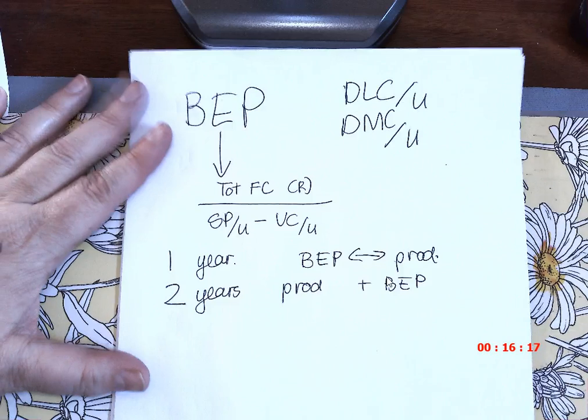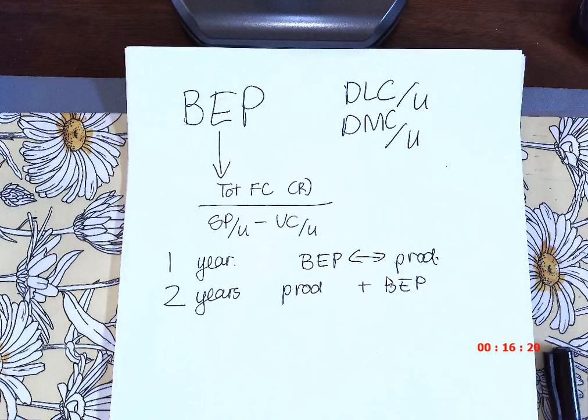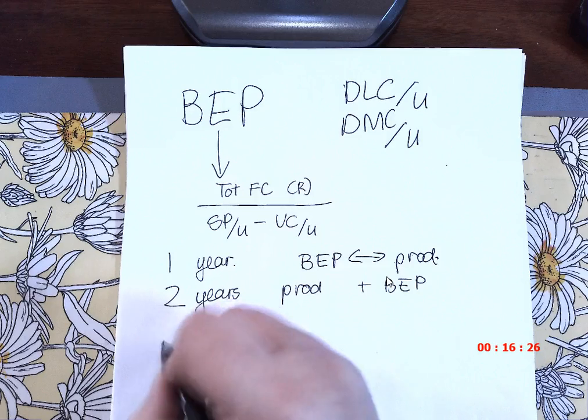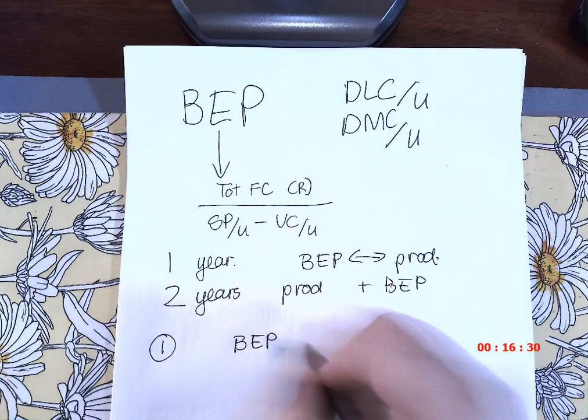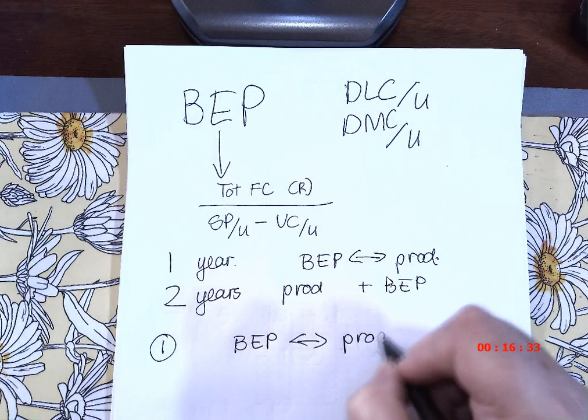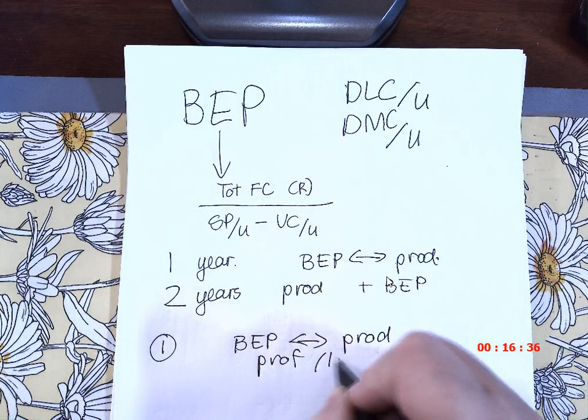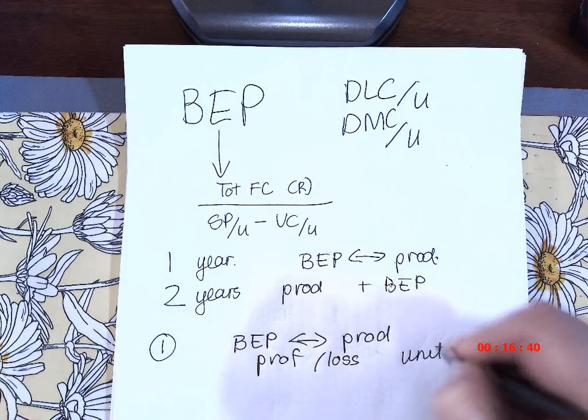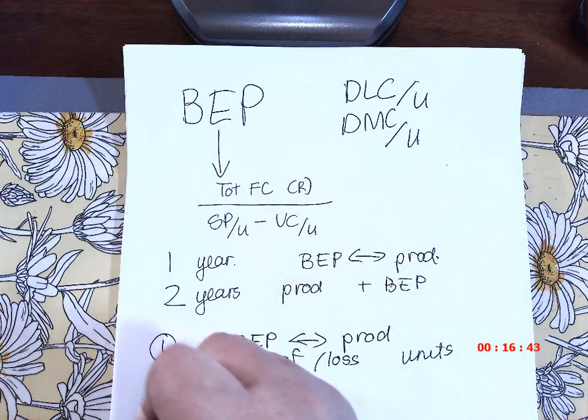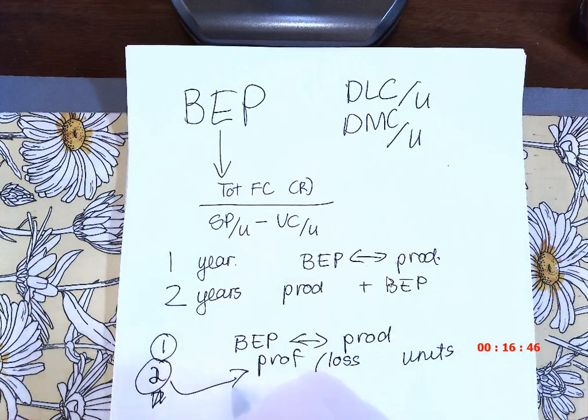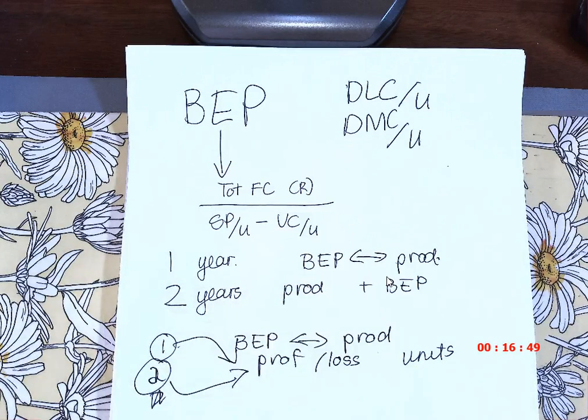So now what you need to do is you need to see how many units we are making profit on or loss on. So now you're going to say year 1, break even so much, production so much, profit or loss on so many units. And you're going to do the same for year 2. You do the same. I'm not going to rewrite it. Both years you say, the break even was 10, the production was 12, we made profit on 2 units. Next year, the break even was 12, the production was 9, we're making a loss of 3 units.